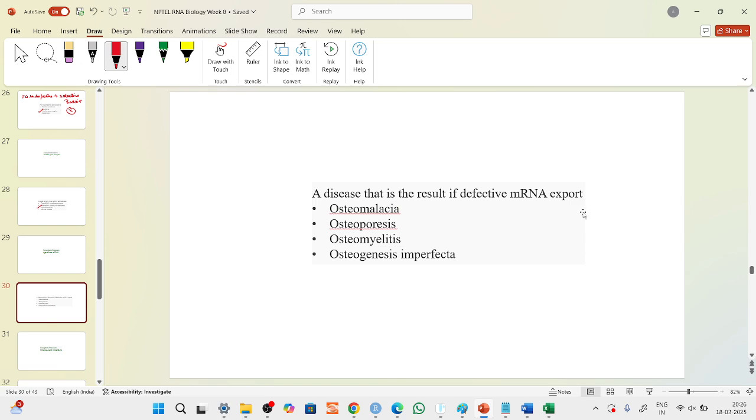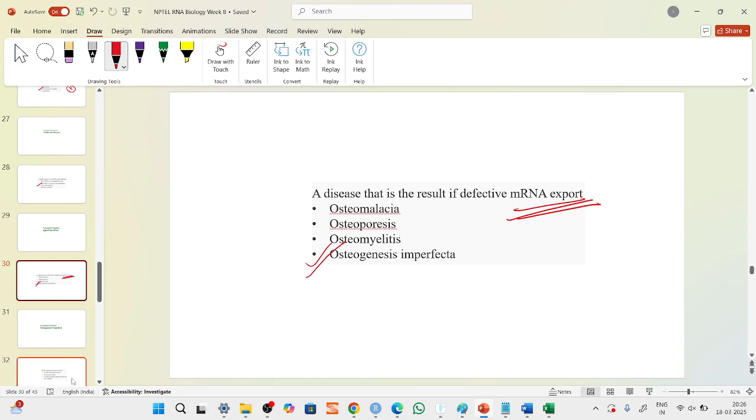We have studied it in the last class, that if there is any defect in the export process, aberrant export starts happening, and because of that aberrant export, this osteogenesis imperfecta disease is caused. Okay. Next question.